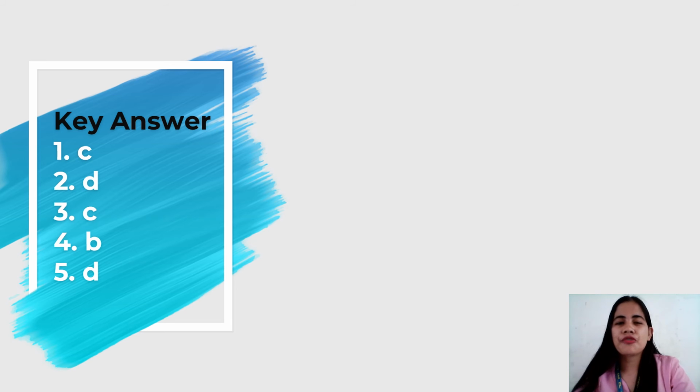Okay, let's check your answers for the 5-item quiz. So what is your answer? For number 1, we have letter C. Number 2, we have letter D. Number 3, we have letter C. Number 4, we have letter B. And number 5, letter D. Who got the correct answer? Okay, very good.